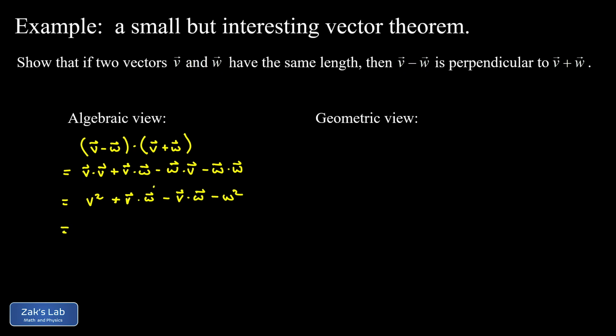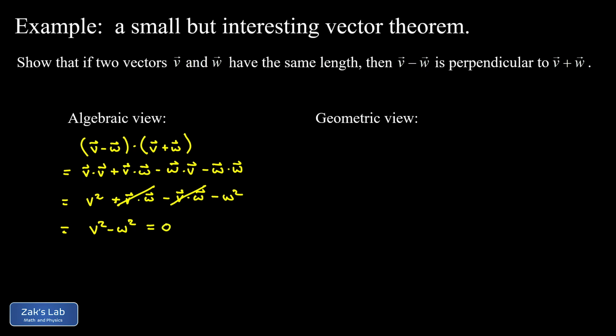So I notice that my cross terms are going to cancel out. I have a v dot w minus v dot w, and those are gone. And I'm left with just v squared minus w squared. But from the very beginning, we were told this only works if the vectors have the same length. So v squared minus w squared is 0.